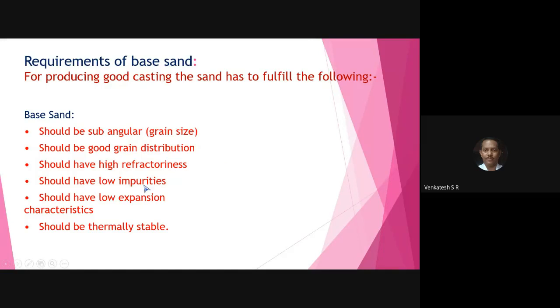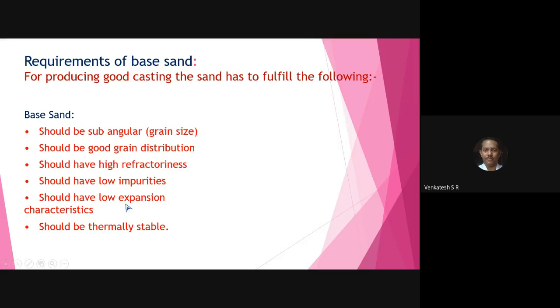Next, it should not have the impurities. Otherwise, if the impurities are present, then there may be a problem. For that reason, there should not be any impurities. Impurities means organic material. See, usually in the river, there may be a lot of organic materials present, roots, leaves, plants, and all those things that should not be present in the sand. Otherwise, which may cause problems.